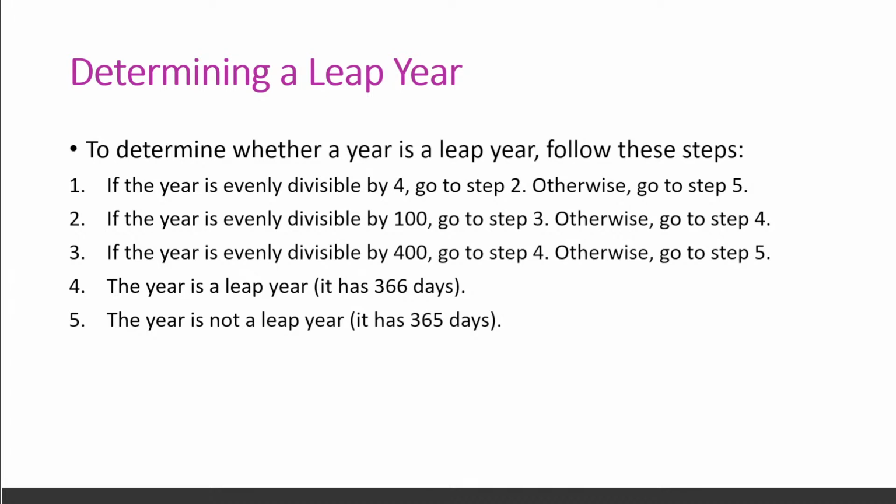But we can look at these 5 steps here, and really it's only 3 of them that are actually doing something. So if the year is evenly divisible by 4, we go to step 2. If the year is evenly divisible by 4, we check to see if it's evenly divisible by 100. So that's a nested condition, right? If year modulo 4 equals 0, we check to see if year modulo 100 equals 0.